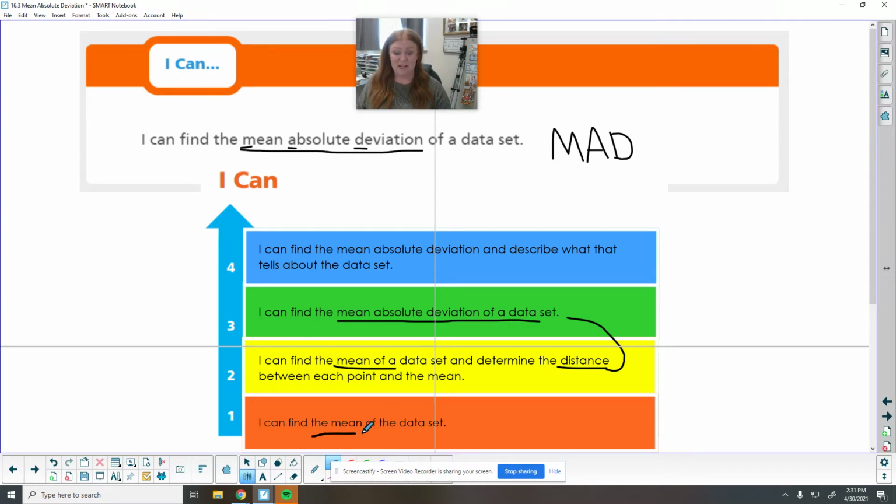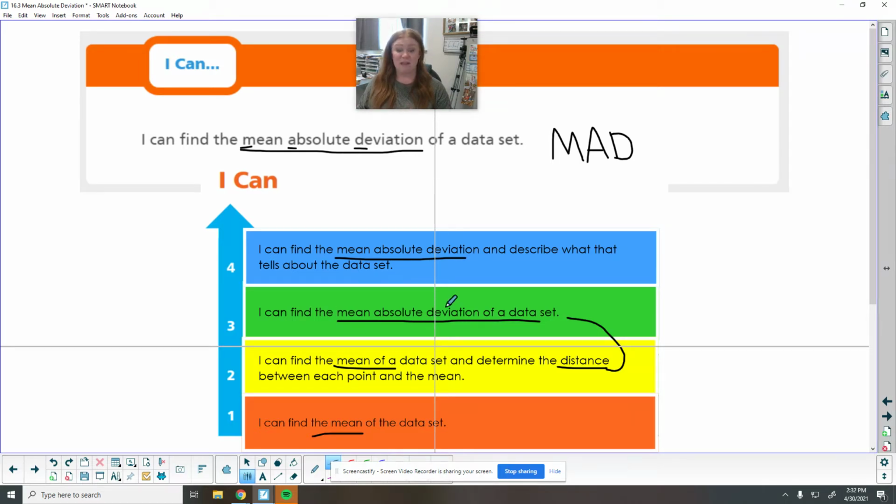If you can find the mean, that's a 1. So I think we're all here. I even think we can all do this. So if you can find the mean absolute deviation and tell me what that means about the data. Was it spread out? Is it packed together? How was it distributed? Then that is the 4.